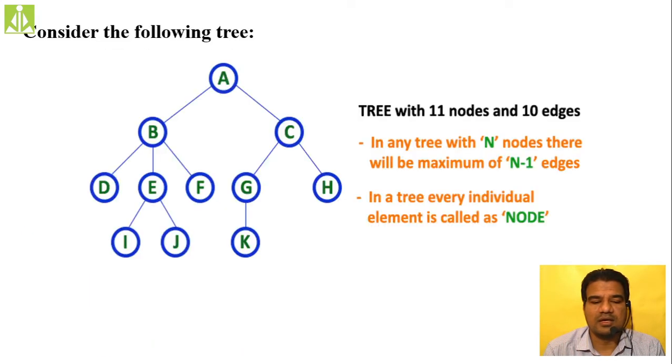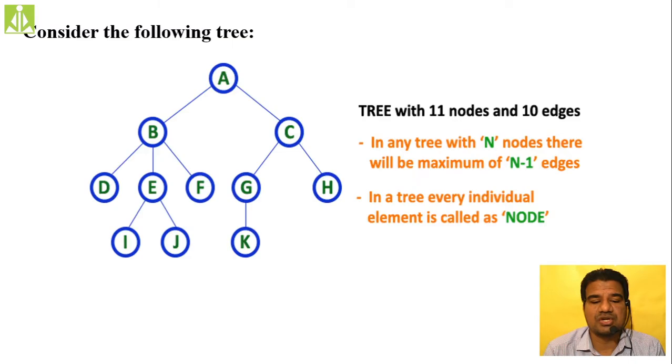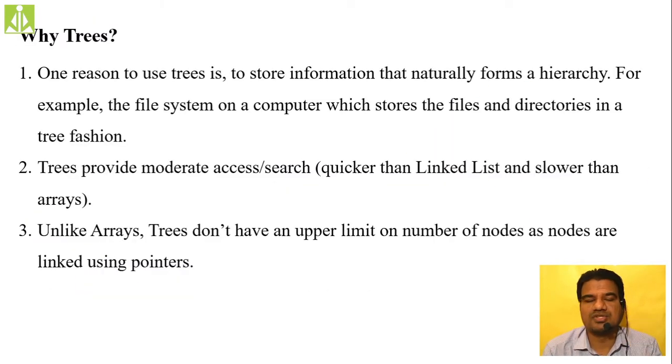After that we have seen the representation of the tree, that is list representation and left child right sibling representation. That also we have seen.